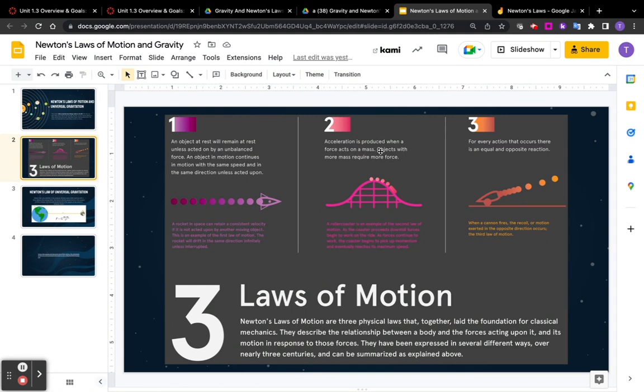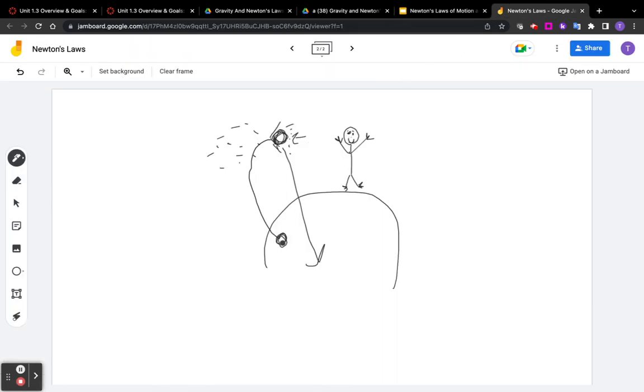Newton's second law says that acceleration is produced when a force acts on a mass. Objects with more mass require more force. This one's obvious. Now let's imagine that ball. It's not going to move, right, according to the first law, unless you kick it. Now imagine that ball is now a huge boulder that weighs 2 tons. If you kick it, it probably won't move. But if you get somebody really big or you get a forklift to kick it, technically, move it, then it will move. So in order to get an object to accelerate, you have to put a force on it.